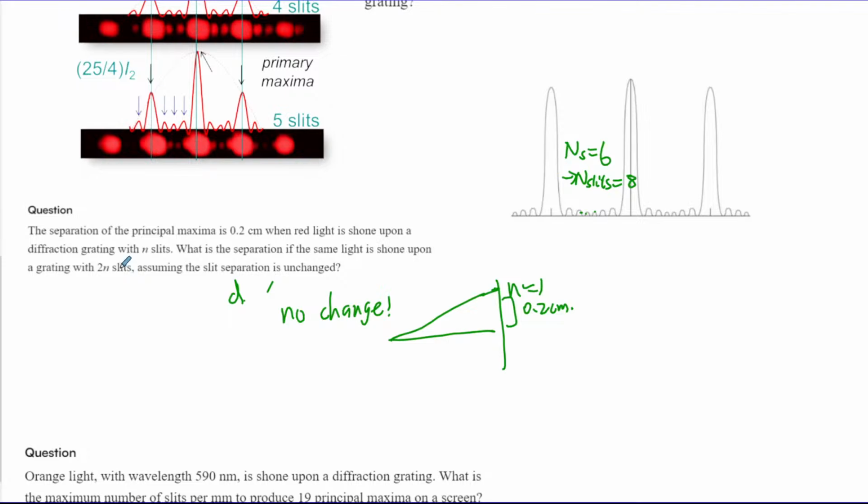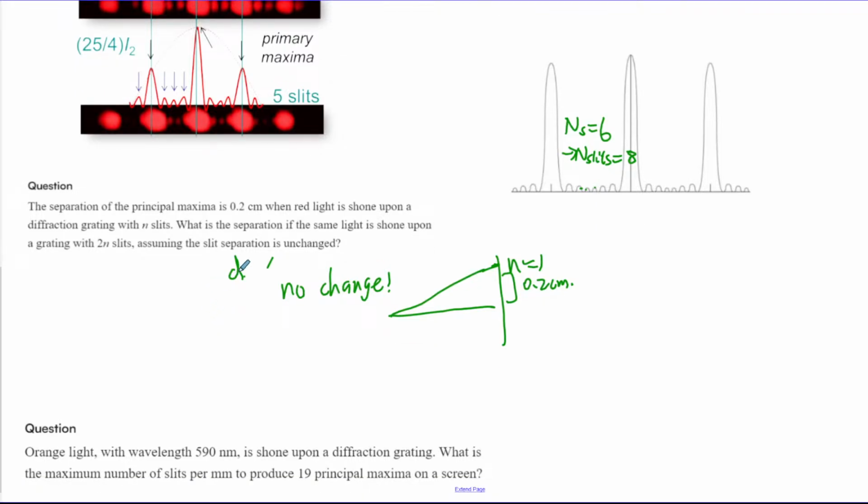In order to increase the number of slits, we have to halve the slit separation, which means the maxima actually end up further apart because it's inversely proportional. It ends up being further apart. So the angle becomes bigger. The sine of the angle becomes bigger. Right?